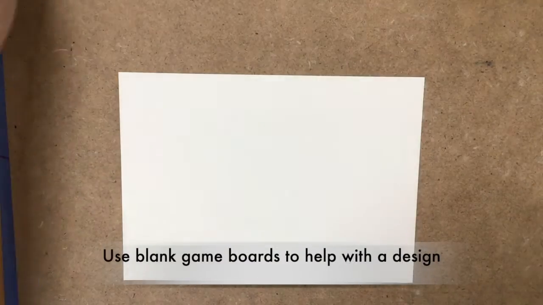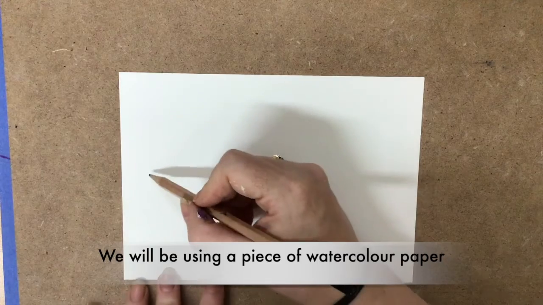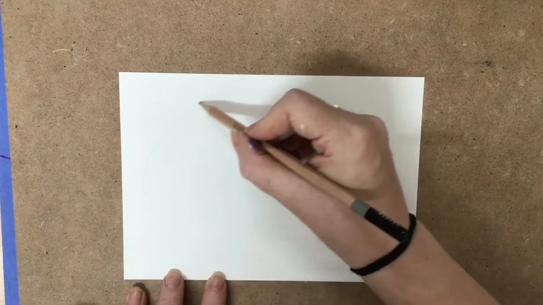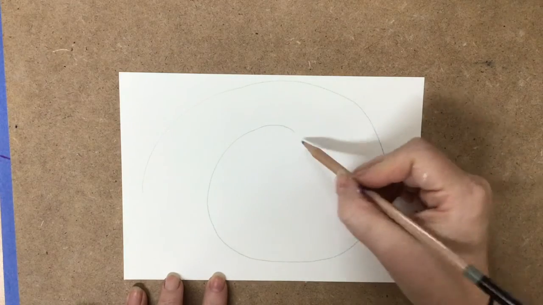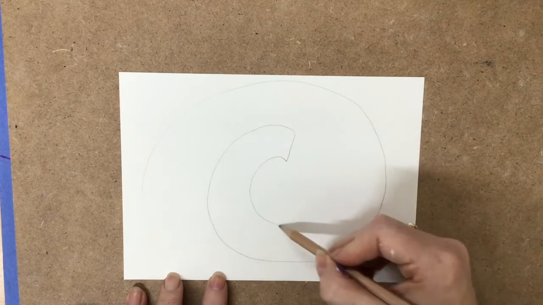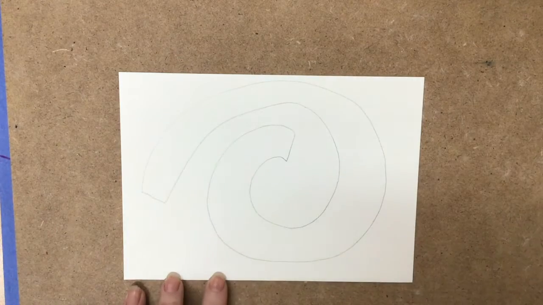So based on your research of game board designs, depending which one you chose. So let's say mine was inspired by that spiral that I liked, that kind of went around like this. You could trace it, but I'd rather you just try and draw a shape that makes a nice board game.